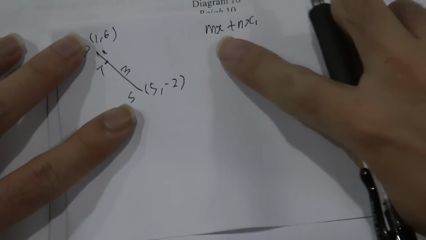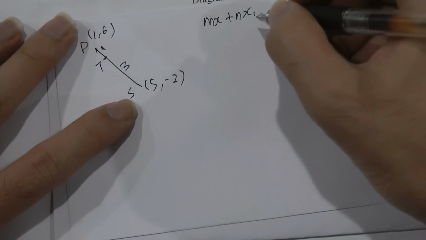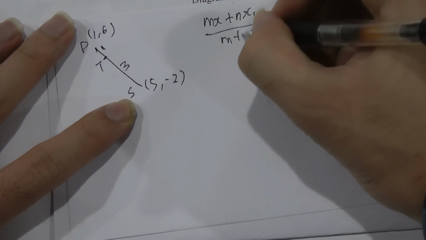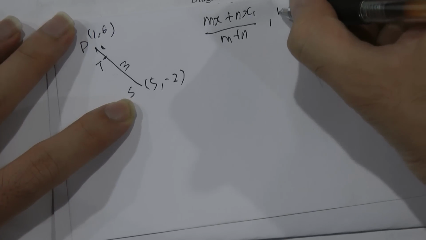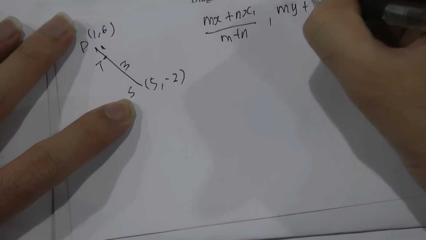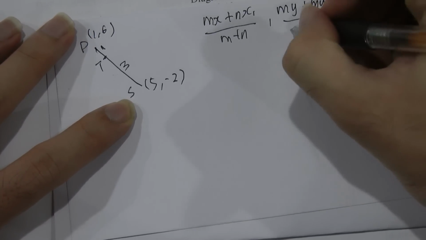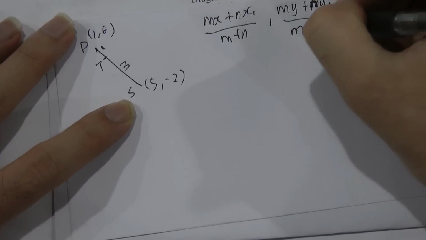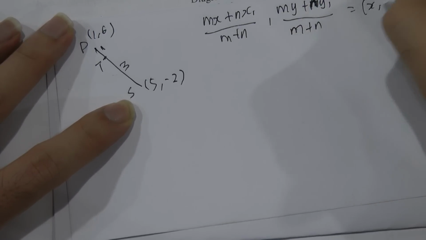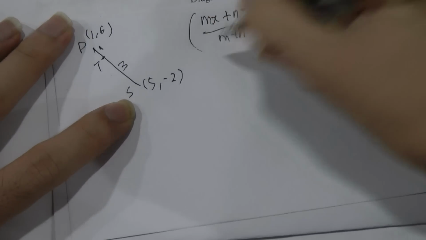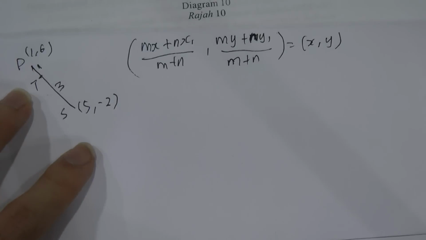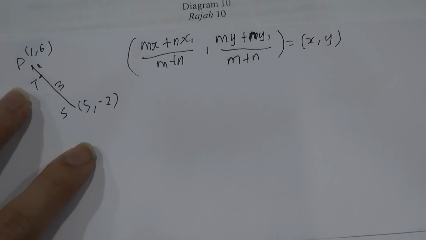Okay, sorry, I had a phone call just now. So you have to use this formula: mx2 plus nx1 divided by m plus n, and then my2 plus ny1 divided by m plus n, will equal (x, y). This is the ratio formula. So this formula is very simple.